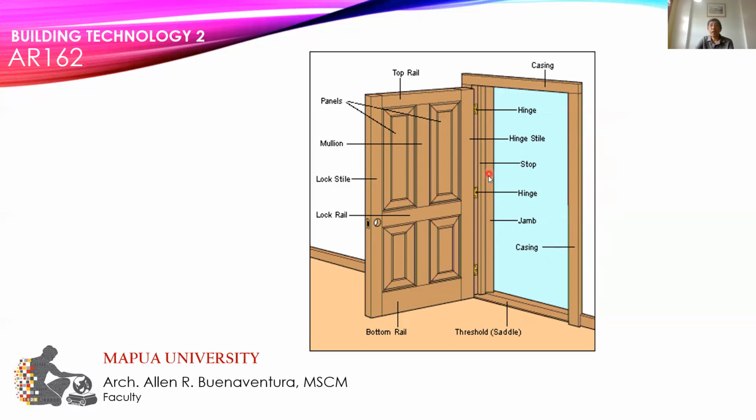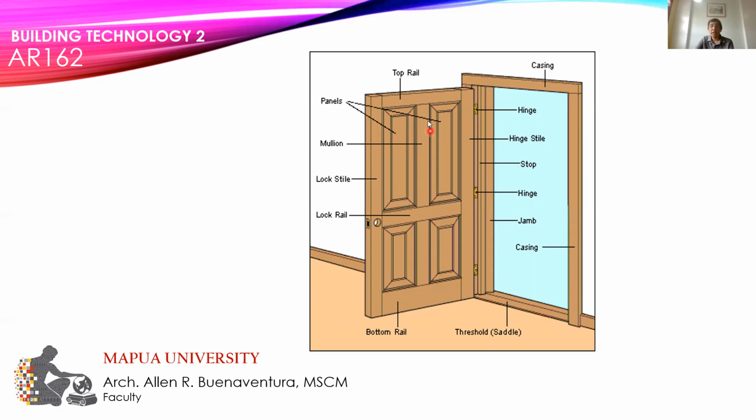Okay. So we also have what you call a threshold or a saddle. You often use this threshold if you want to continue the design or the termination of one finish to another finish of the wall or the flooring. Sometimes the flooring on this side is different from the other side of the door, so you need to put a threshold or a terminating molding.